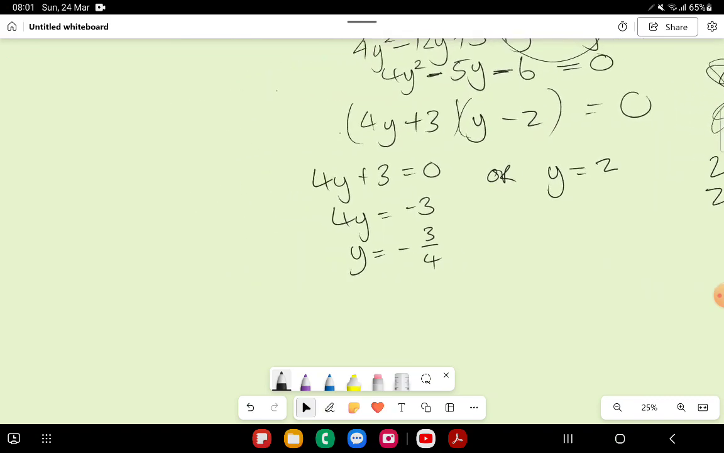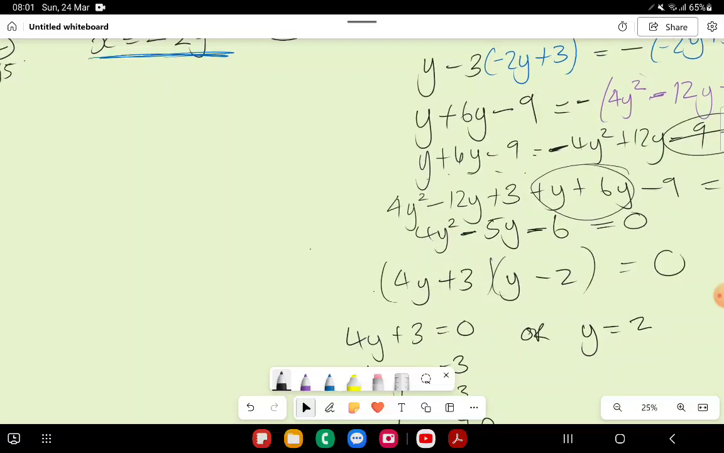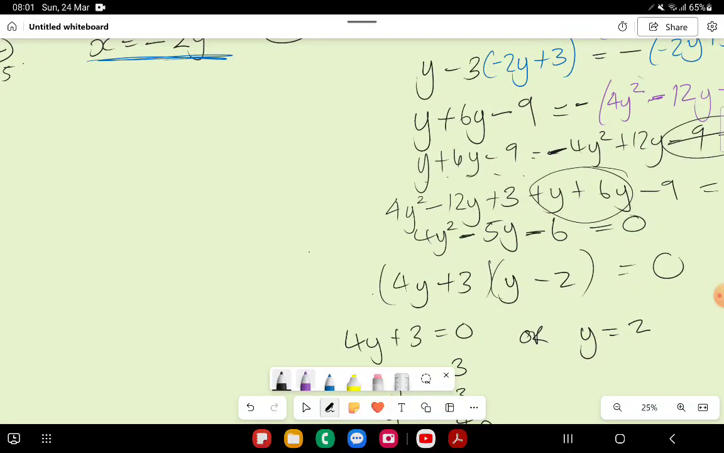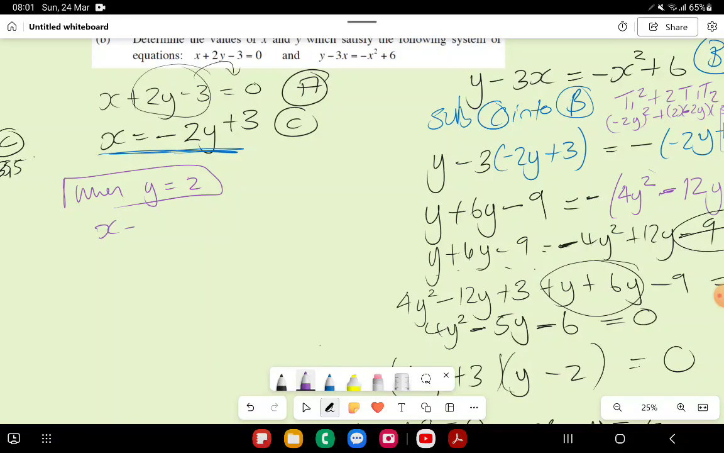Great. Now that I have those, I can substitute and I can say, okay, when y is 2, that's my first substitution going to be. So I'm going to say x is equal to negative 2 times 2 plus 3, which equals to negative 4 plus 3, which is equal to negative 1. So my first set of coordinates is going to be negative 1, 2.